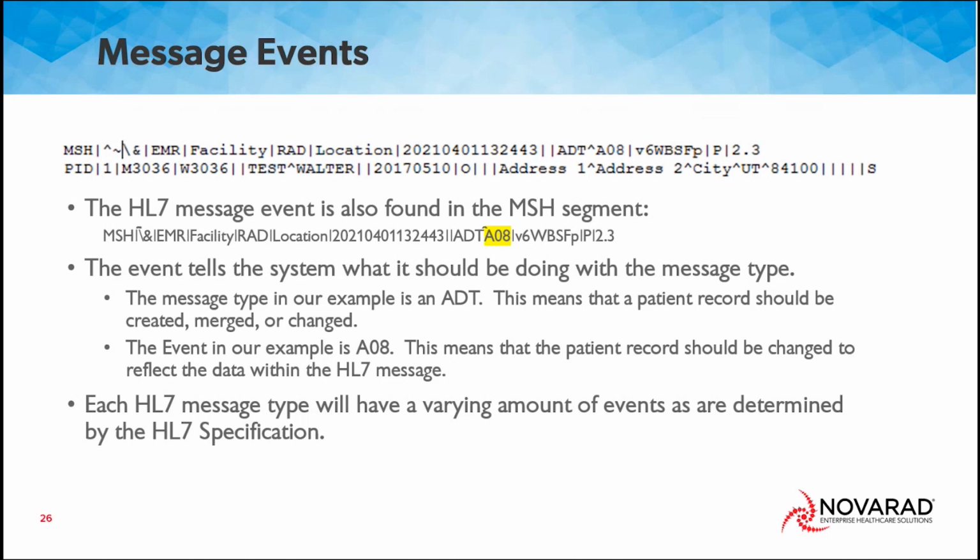So every HL7 message type will have a varying amount of events. For example, the ADT messages have over 60 different types of events. They tell another vendor what to do with the patient, whether the patient should be merged, whether patient data should be updated, whether it should be a new patient, whether it's not really a patient, but maybe it's a person or a physician. It just depends on what the software package is doing that's receiving the ADT message. So once again, the very bottom line says each HL7 message type will have a varying amount of events, and those events are determined by the HL7 specification.